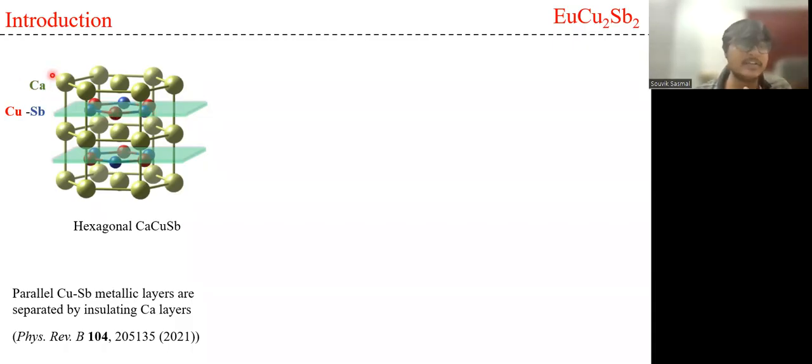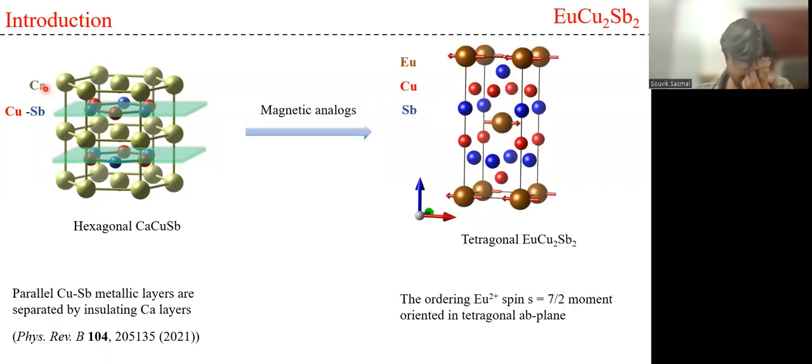Then we were thinking of replacing this calcium atom with some magnetic element. So we thought, why don't we replace this calcium atom with europium atom? So later on we established this europium copper-2Sb2, where these europium moments are aligned antiferromagnetically, and these moments enhance its transport property, in the sense it shows more peculiar behavior in europium copper-2Sb2. And this europium has a 2+ state, which gives us spin 7/2 moments.